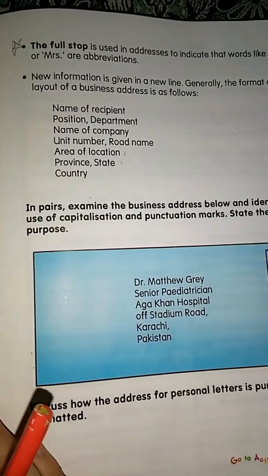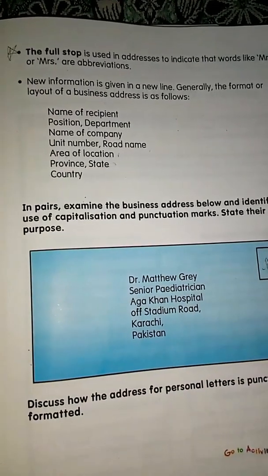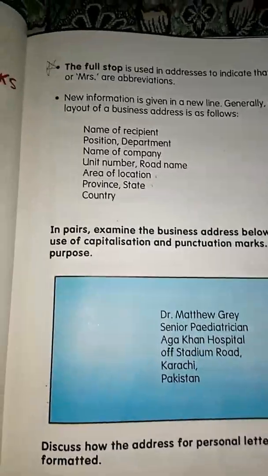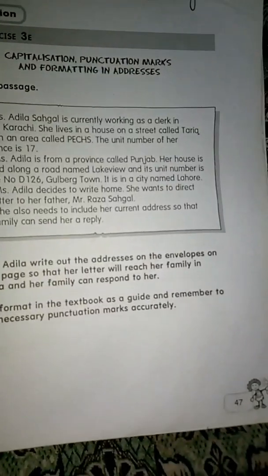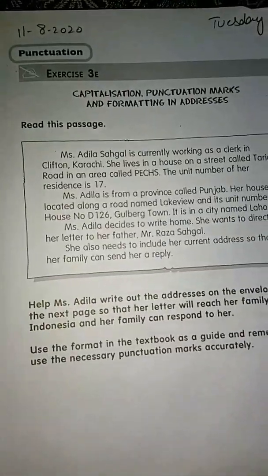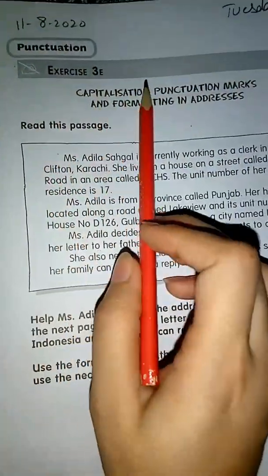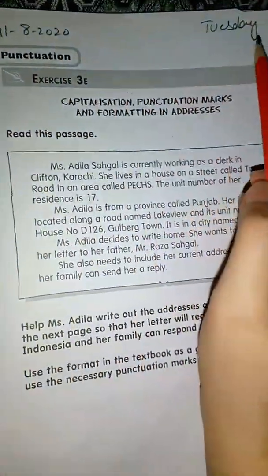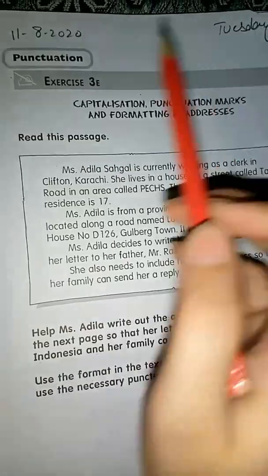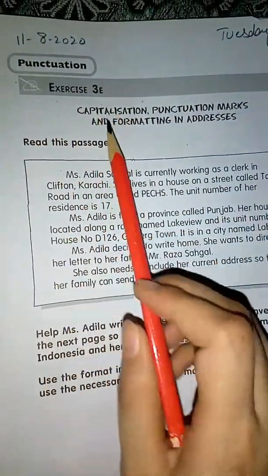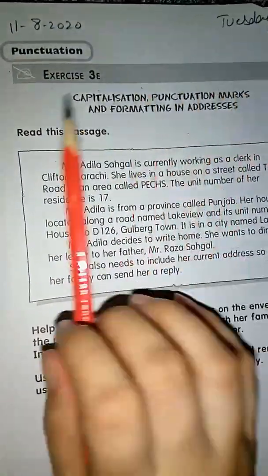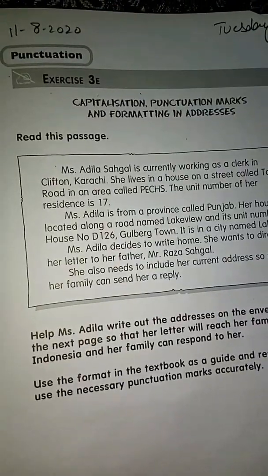Now take out your activity books. We are going to solve the exercise for this one. Open page number 47 of your activity book. This is exercise 3E. Date is 11/8/2020 and Tuesday is Tuesday. Punctuation, exercise 3E: capitalization, punctuation marks, and formatting in addresses.